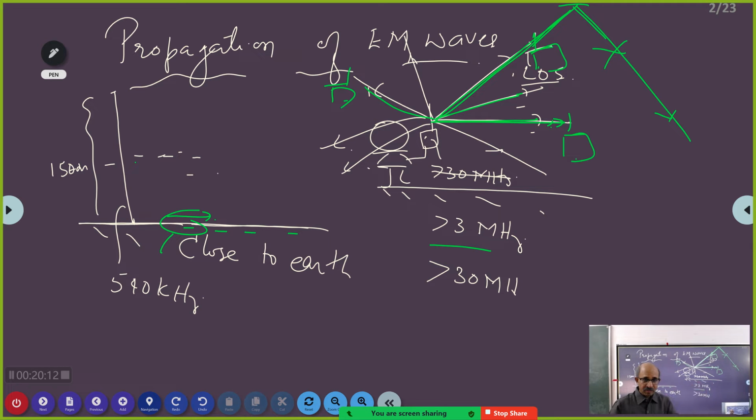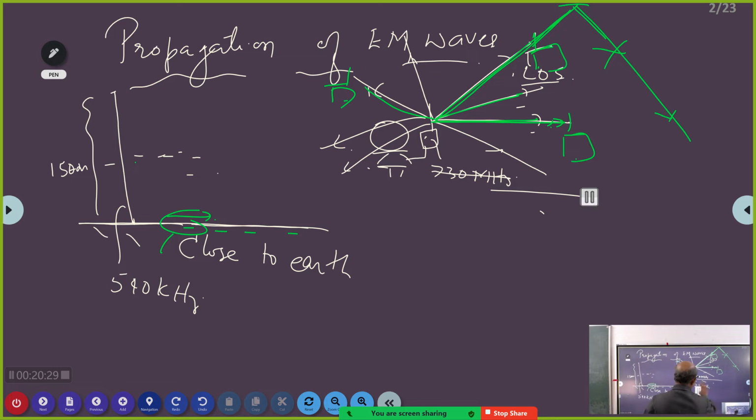Only ground wave. Line of sight. Line of sight means the wave goes from that transmitter directly to the device. Point to point. Line of sight, you can see, no? If your friend is standing there, you can see, no? That's called line of sight.